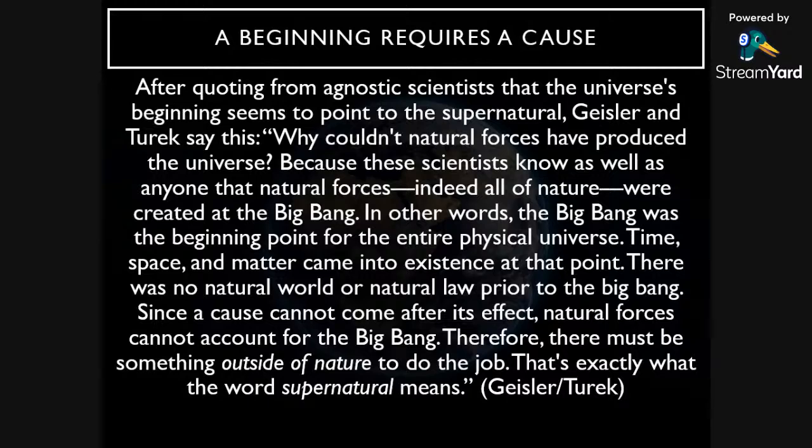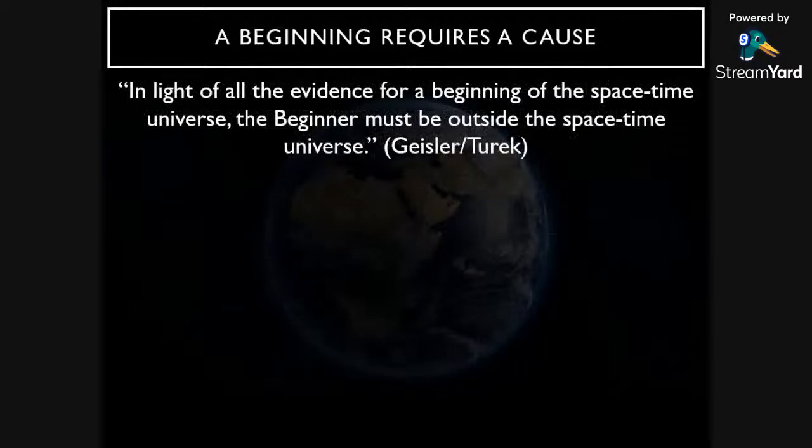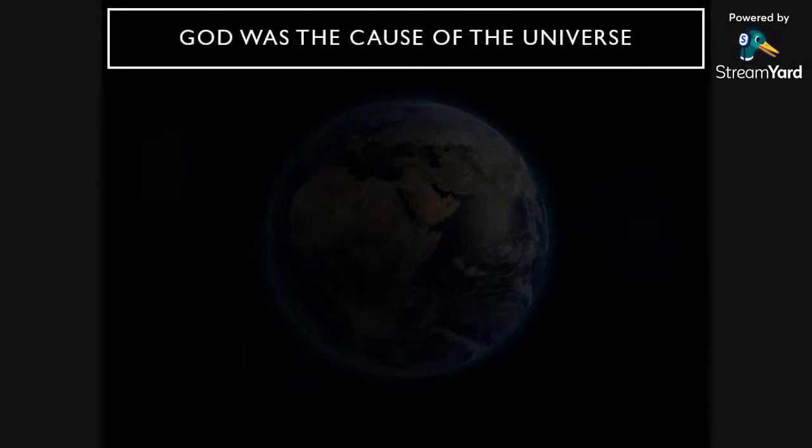That's Genesis 1 and 2, which brings us to another quote that I want of Mr. Geisler and Turk. In light of all the evidence for a beginning of the space-time universe, the beginner must be outside the space-time universe. He has always existed, does not need a cause for his existing, and then he is the cause for the universe existing. The very fact that we look around us and see the world that we do argues for God's existence, argues for his power, argues for his being God. He was the cause of the universe.